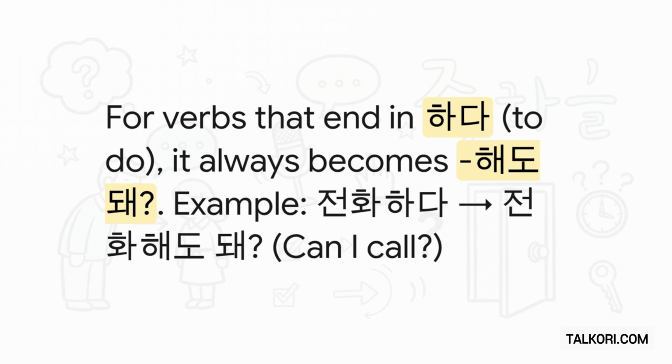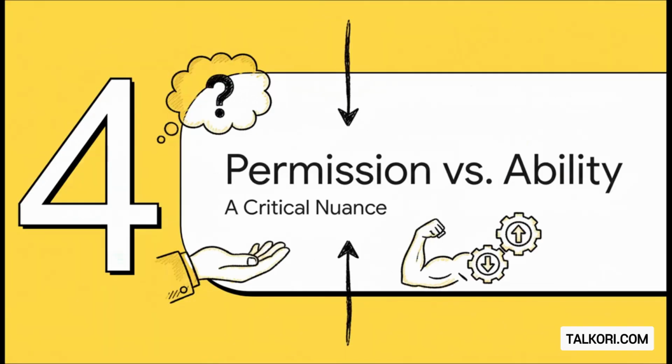All you have to remember are those 3 groups: bright vowels, dark vowels, and 하다 verbs. Okay, I need you to really focus on this next part because it is so important. Getting this right is what will make you sound so much more natural. We're talking about the difference between asking for permission and asking about ability.